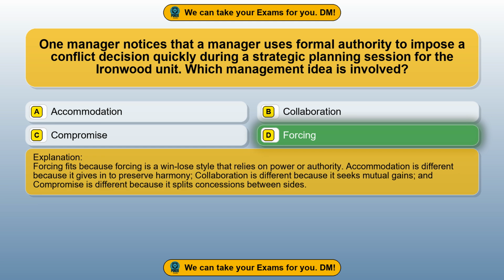Forcing fits because forcing is a win-lose style that relies on power or authority. Accommodation is different because it gives in to preserve harmony, collaboration is different because it seeks mutual gains, and compromise is different because it splits concessions between sides.